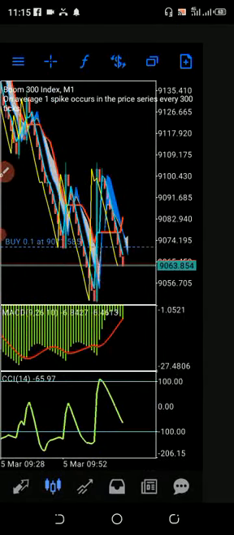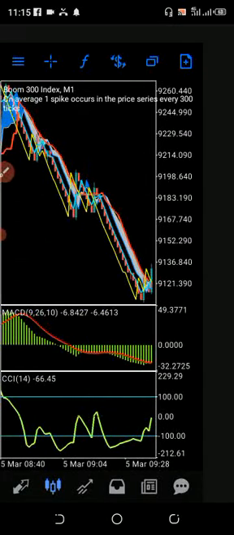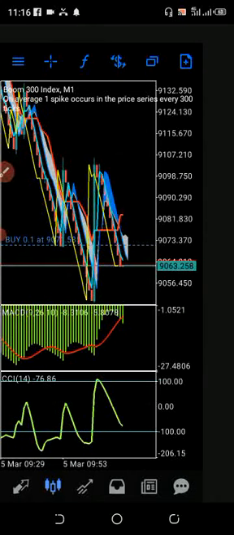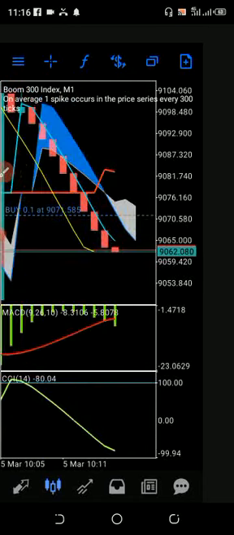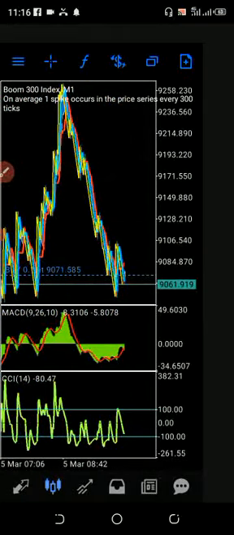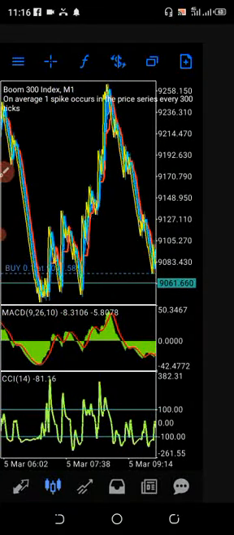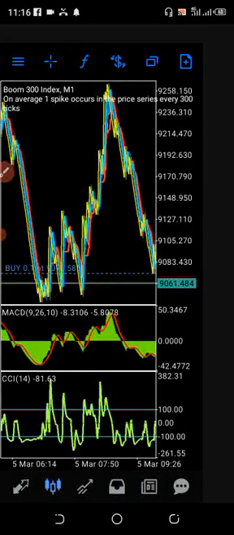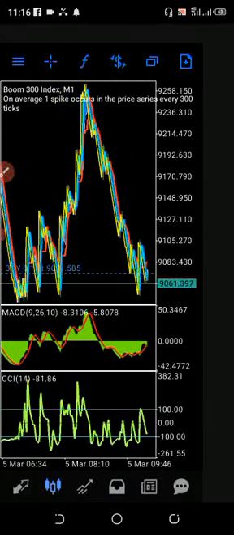For those who want to take a trade, you have 4 things to confirm before you enter a trade. 4 things. Number 1, price action. This indicator works with price action.